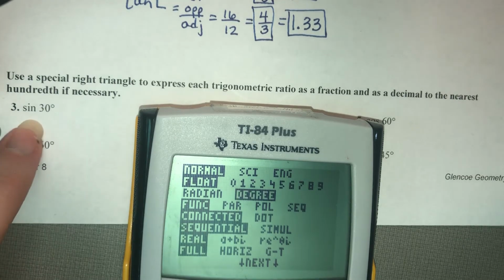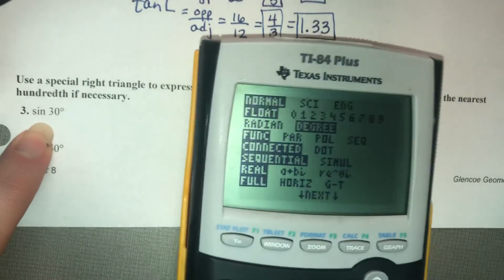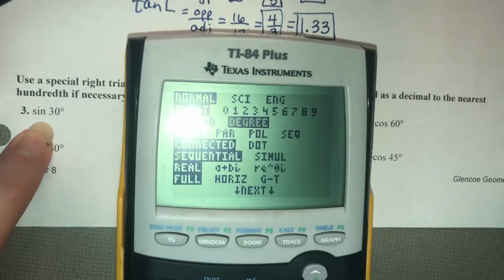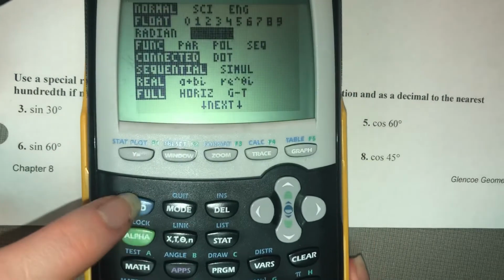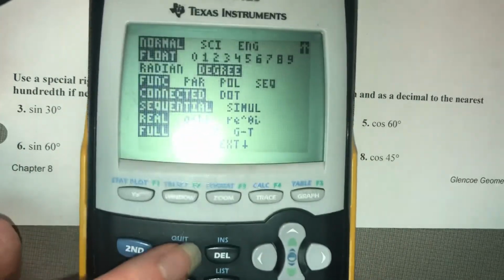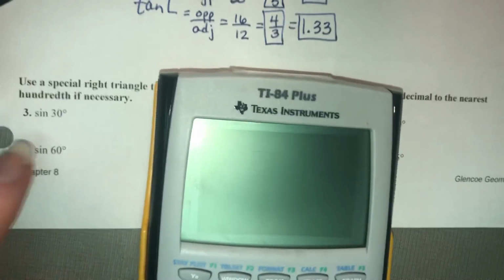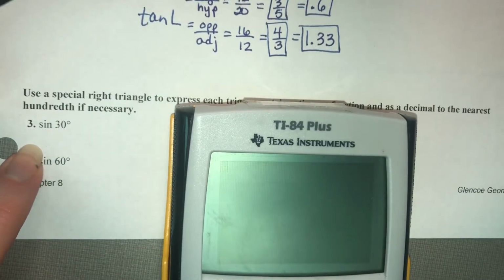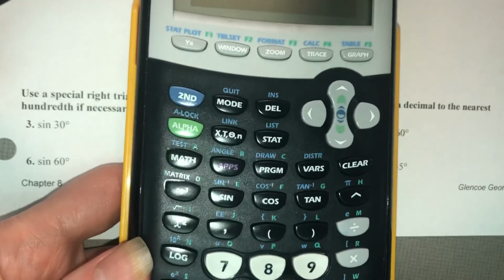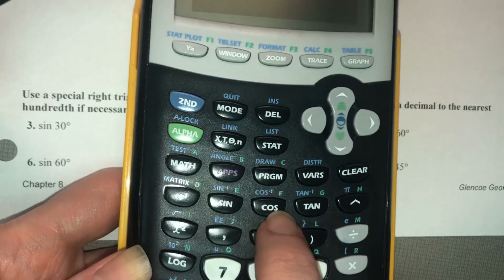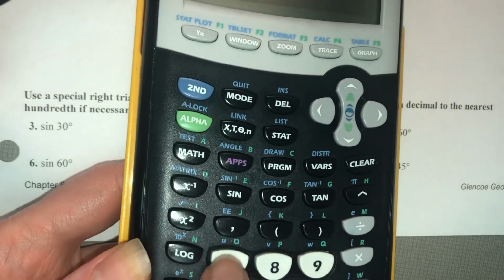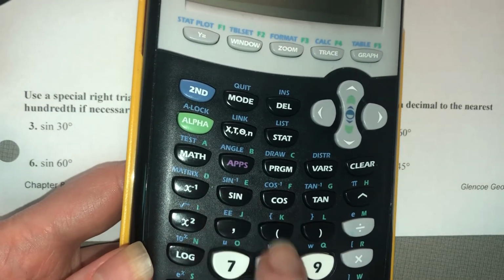And I'll show you that on this first problem, number 3. It says to find the sine of 30 degrees. So I'm going to hit second and the mode button again to quit and go back to the home screen. And I'm going to type sine. Now you have the sine, cosine, and tangent buttons. Those are above the number 7, 8, and 9, two buttons up.